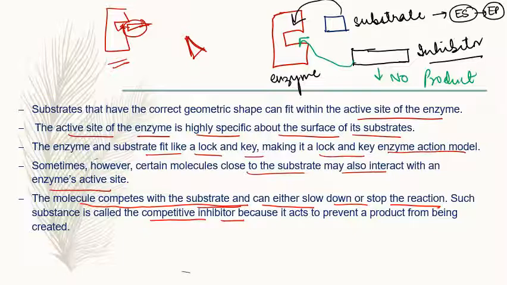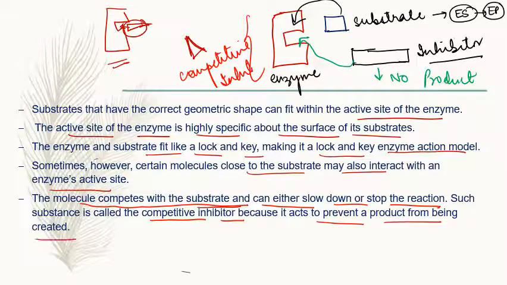Because this inhibitor is competing with the substrate to bind to this active site, we call this mechanism a competitive inhibitor. It acts to prevent the product from being created. Why do we call it an inhibitor? Because there will be no product formation. Clear, everyone? Yes. So let me tell you once again here.